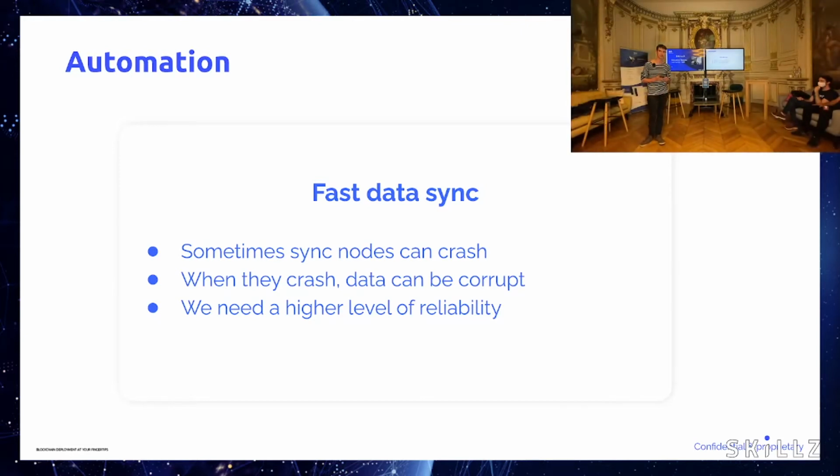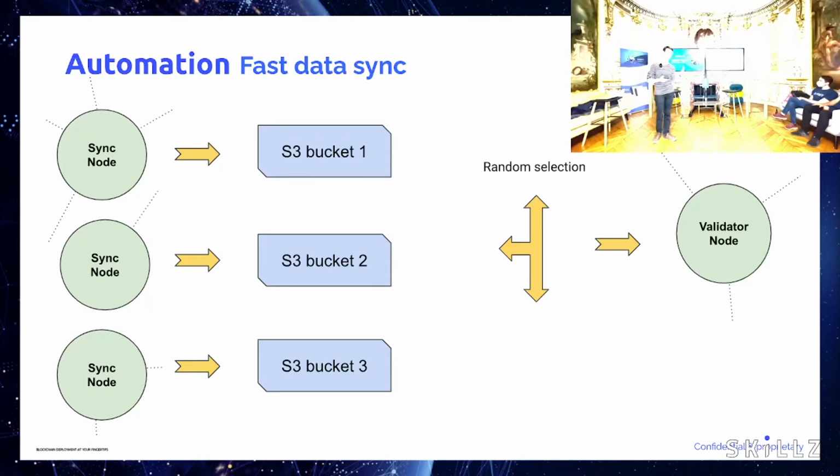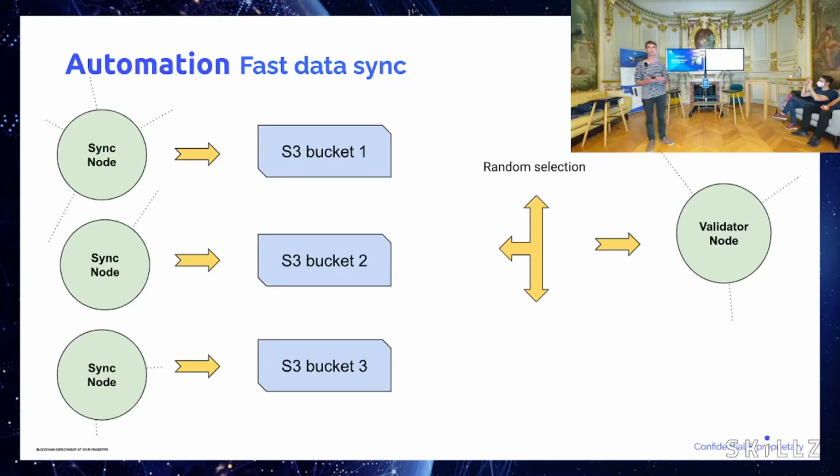To increase reliability, we have multiple sync nodes running in parallel, and we push their data states to different buckets. Whenever a validator starts, it picks a random bucket from the list of buckets we have. So if one of the buckets is corrupt, the likelihood that it will fail is divided by 3, basically. And we have automation in place to detect that the node cannot start, and it will restart in a loop like this.